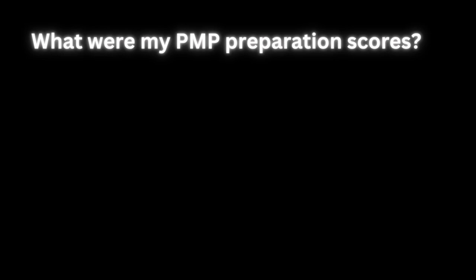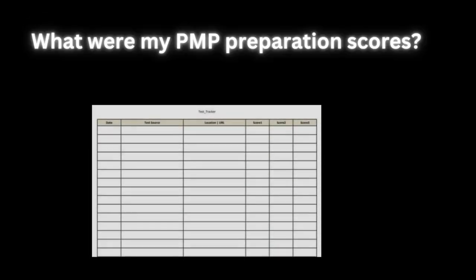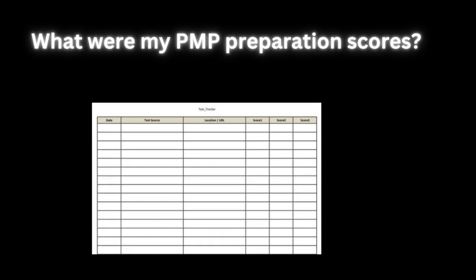Let's move forward to the next topic, that is, what were my PMP preparation scores. Friends, when I started my PMP exam studies, my initial scores were around 60%. I started tracking my mock scores in an Excel sheet. After every 4 hours of mock, I used to spend 6 to 7 hours reviewing all my incorrect answers. In this process, I used to refer to my study material and watch videos to correct my concepts.